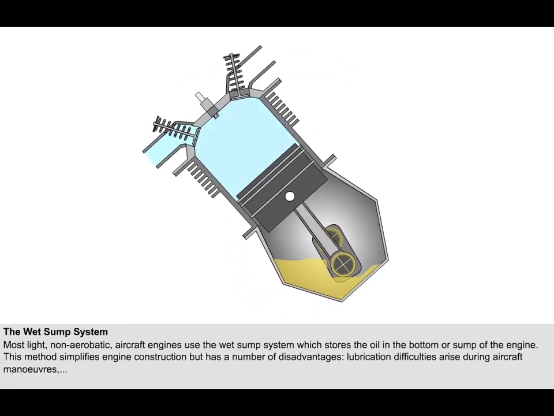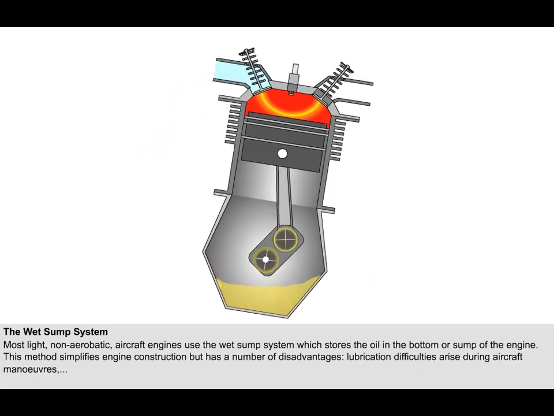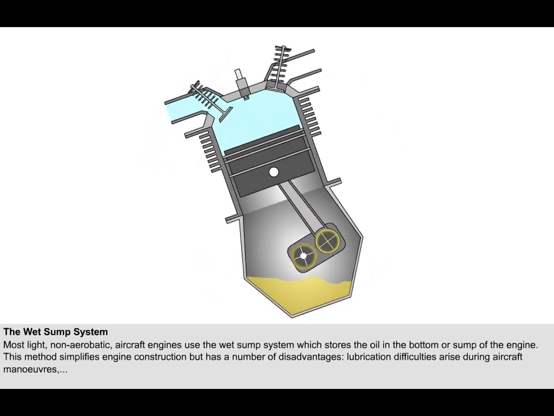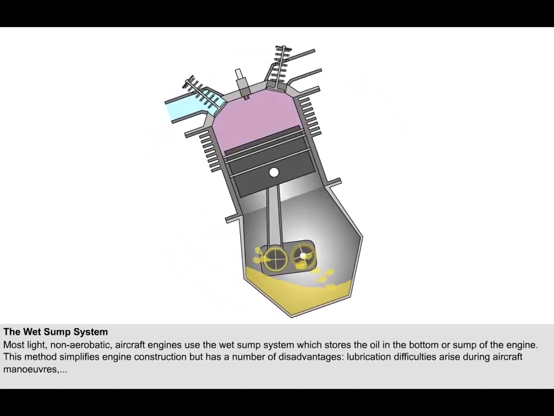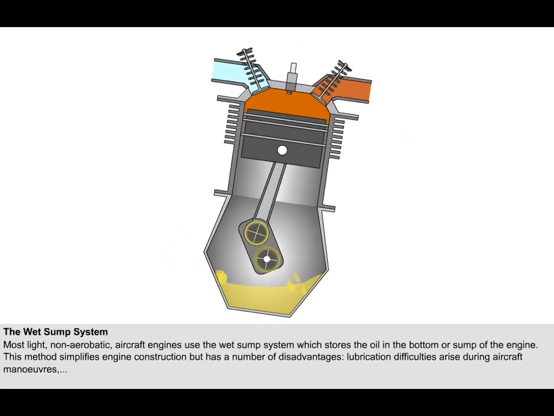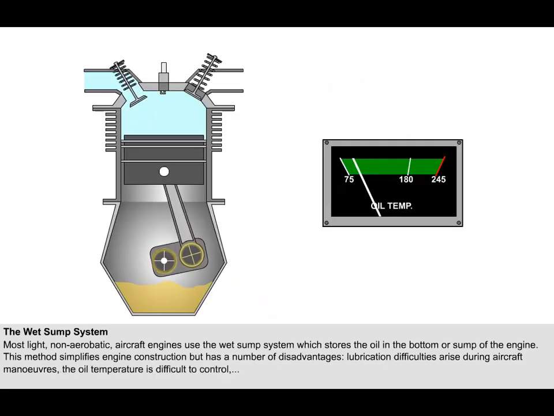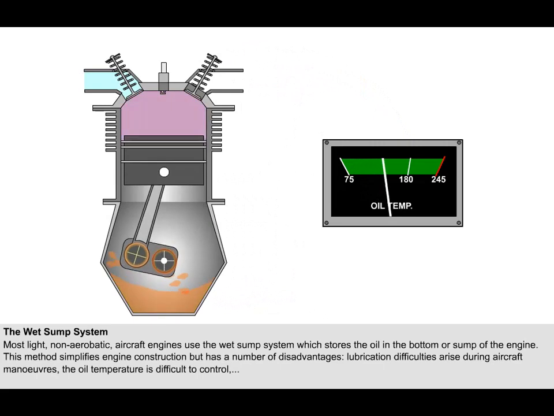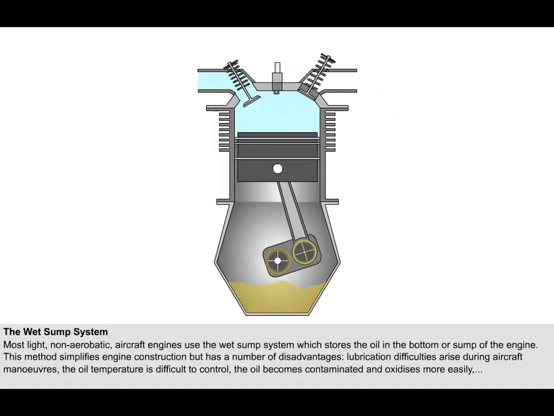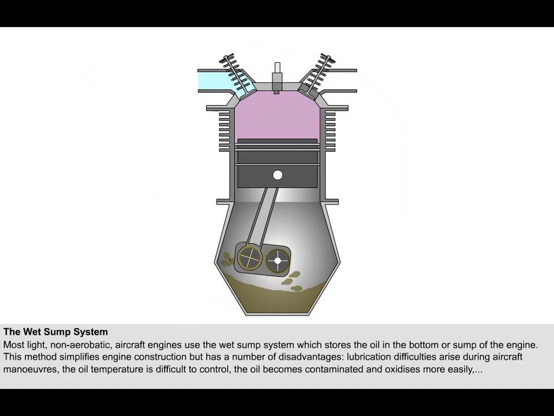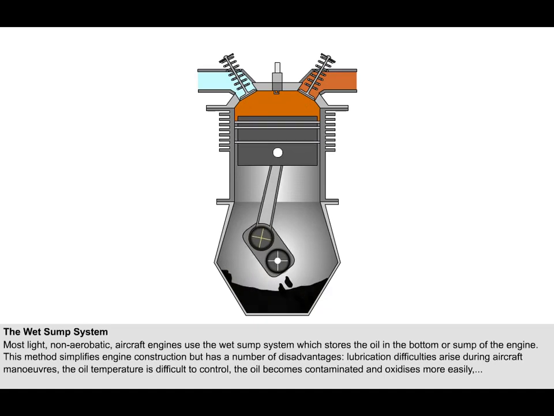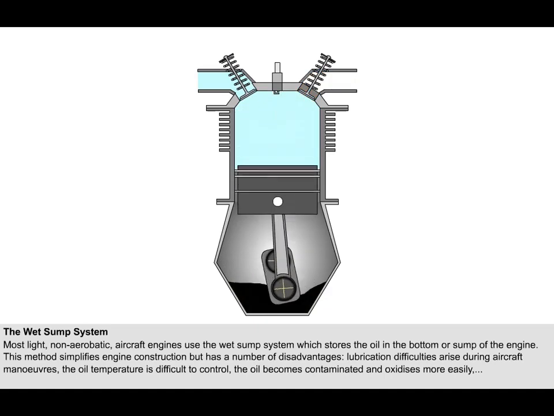The first of these disadvantages is that lubrication difficulties arise during aircraft manoeuvres. The oil enters the crankcase, where it is flung around by the revolving shafts, possibly causing both over- and under-oiling of the engine. Inverted flight being a particularly hazardous undertaking for the wet sump engine. As it is stored within the hot engine casing, the temperature of the oil is difficult to control. Because of the continual contact of the oil with the hot engine, the oil becomes contaminated and breaks down. It can also combine with some of the free oxygen remaining from the combustion products or oxidize more easily.